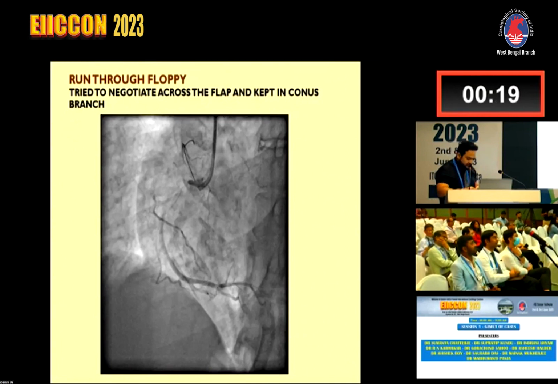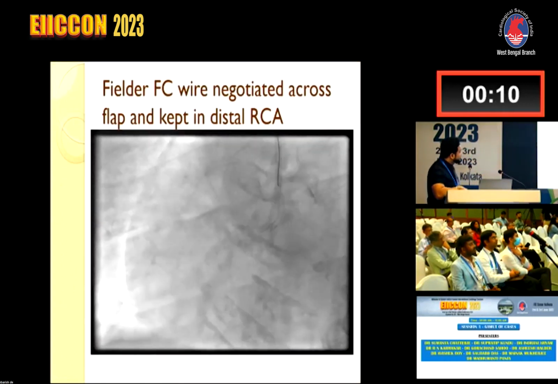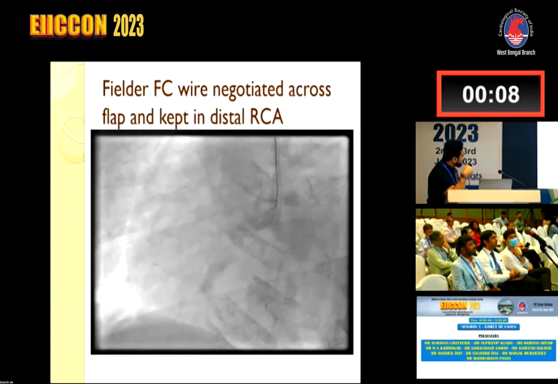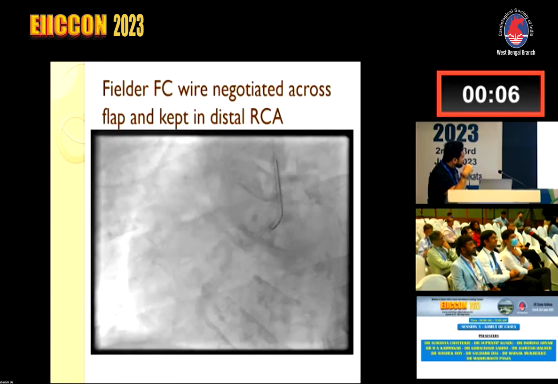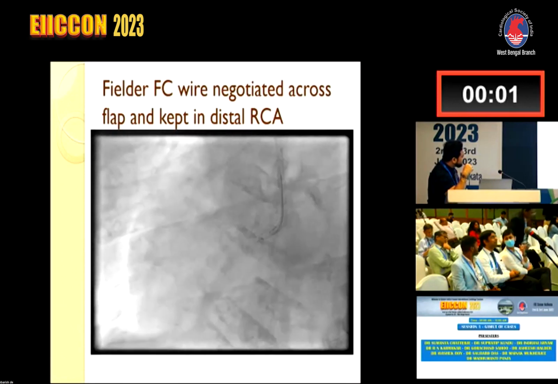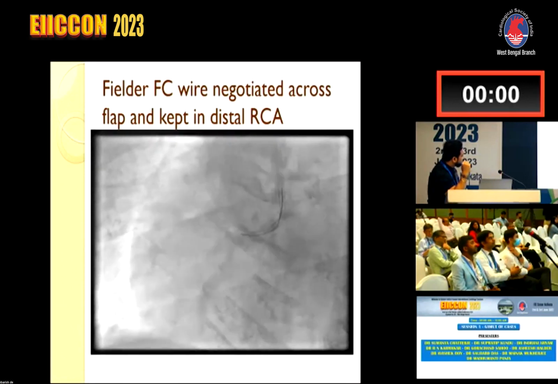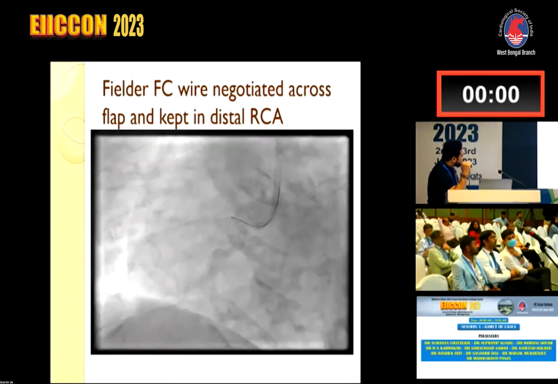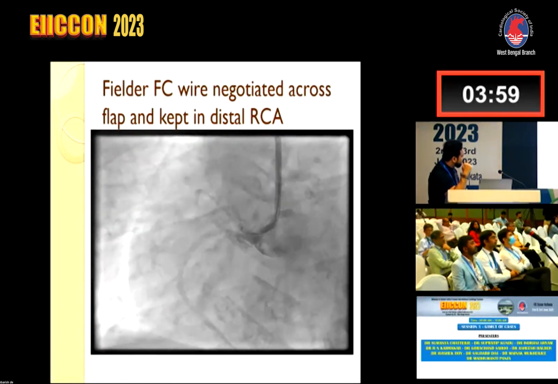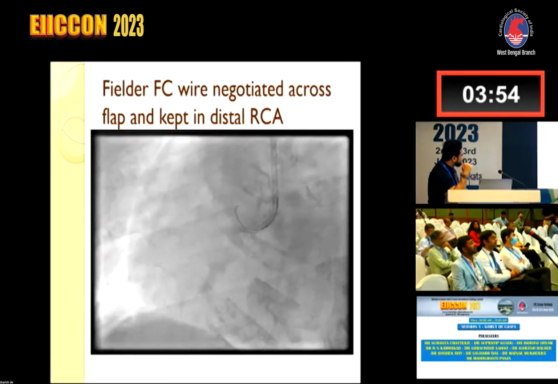So next we thought, let us give a try with a Fielder FC with a good tip load. So we tried with Fielder FC. Our main aim was again to negotiate across the flap. Same thing was happening. We entered into the conal branch, and we were not able to enter into the true lumen.